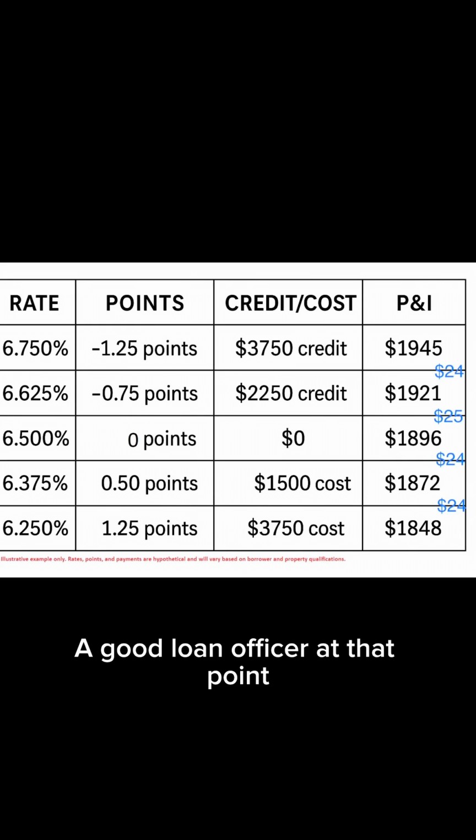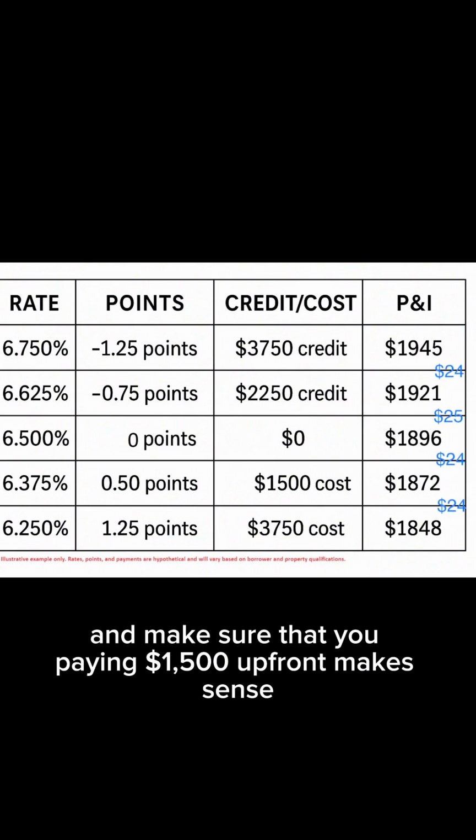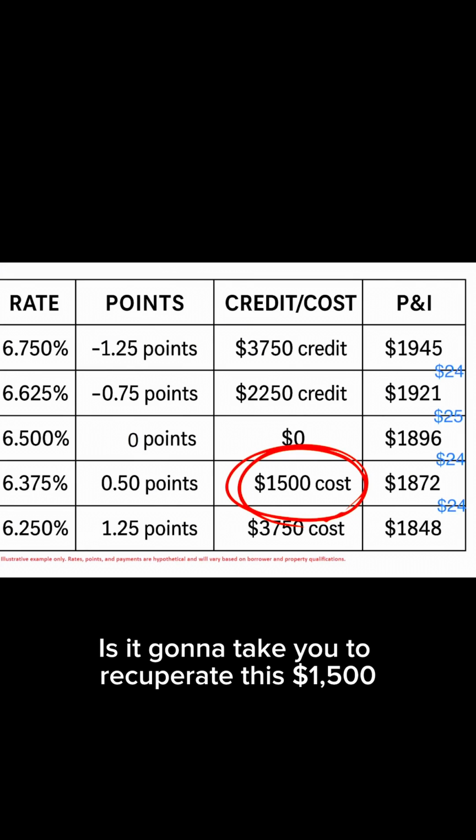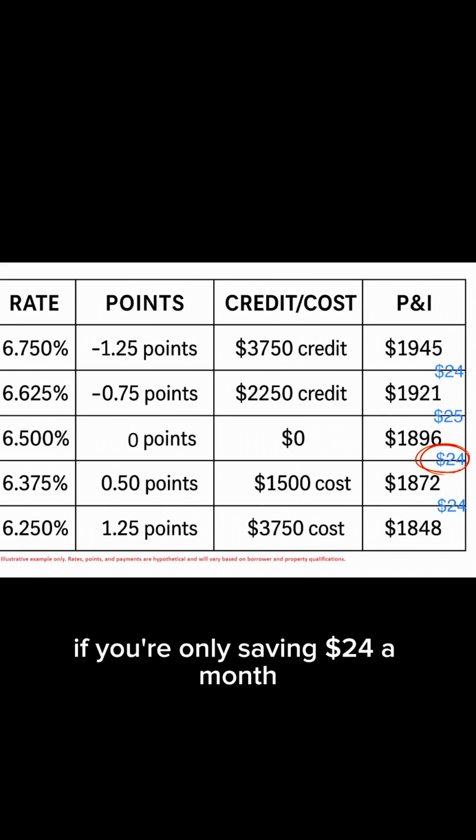A good loan officer at that point will sit down with you and make sure that you paying $1,500 upfront makes sense, because we would want to know how many months or years is it going to take you to recuperate this $1,500 if you're only saving $24 a month.